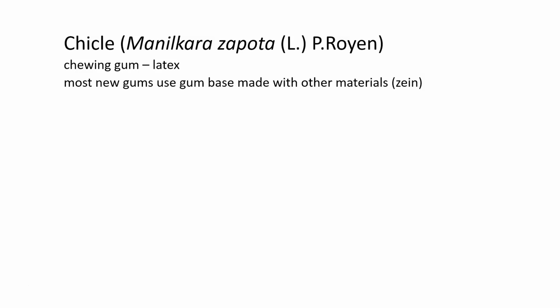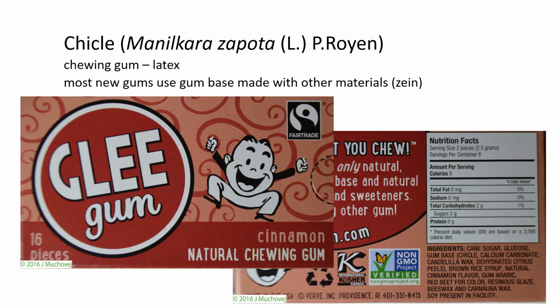If you want to buy real gum that's made with chicle, you've got to look for it. This is Glee gum. The gum base is actually made out of chicle. If you look at most other gums, it just says gum base. It's a real type gum. When we're looking at latexes, we're looking at materials that become very interesting because they are basically isoprene units that make materials that can be somewhat stretchy and are not broken down when they're consumed.